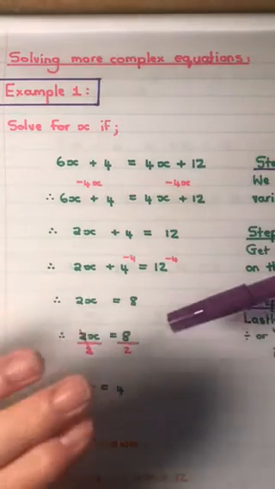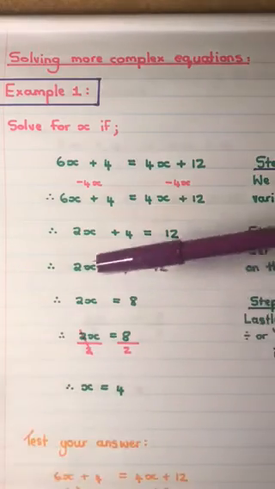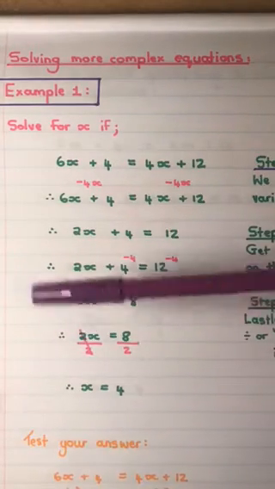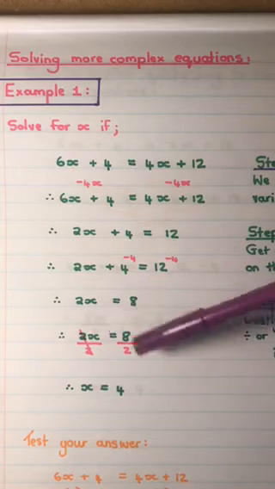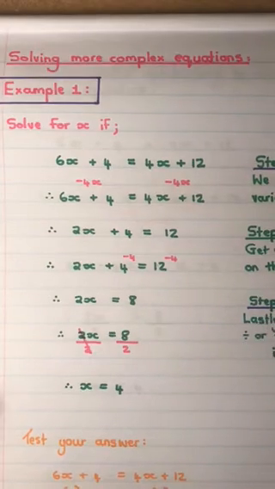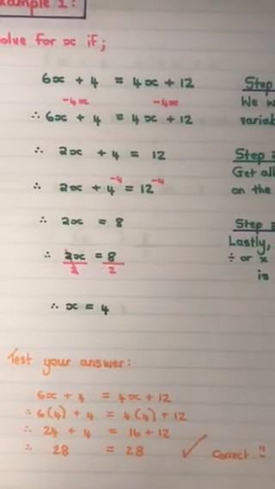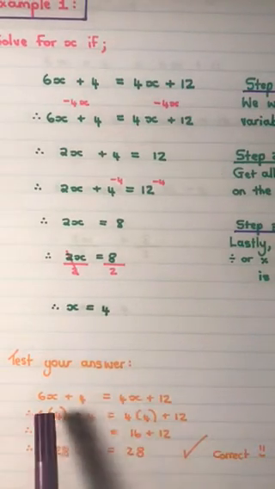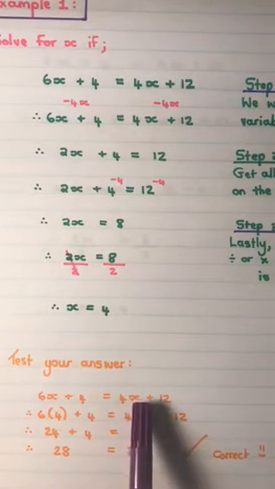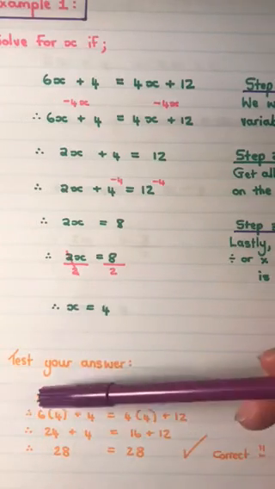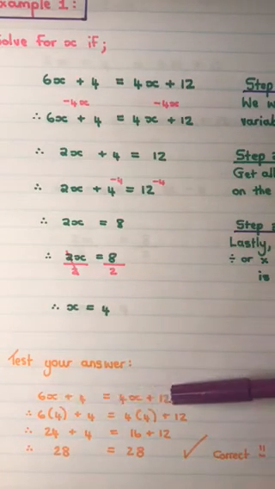If you get stuck, just ask yourself, 2 times what gives you 8, and x is then 4. Okay, you can test your answer. Remember, I said with every equation you can test your answer. So if you replace every x value with a 4, then you have 6x plus 4 is equal to 4x plus 12.